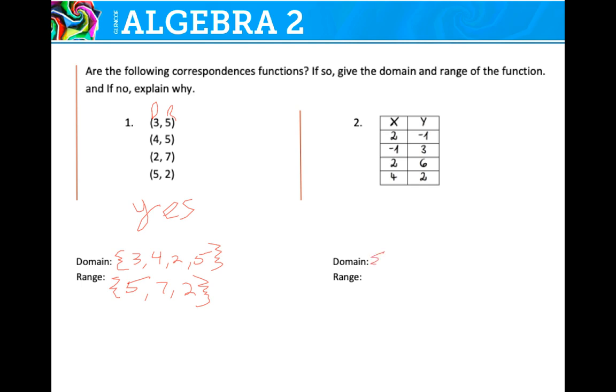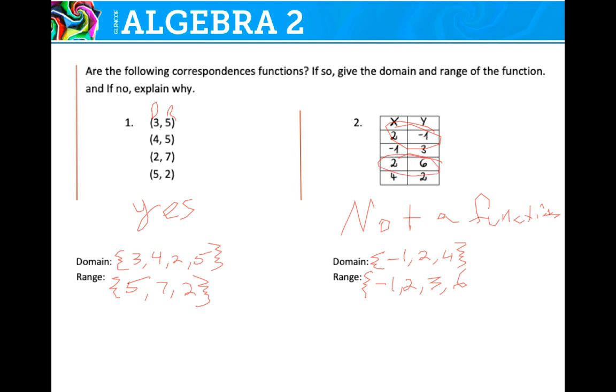Over here, domain, again, all relations have this. If I wanted to say I got a -1 and I got a 2 and I got a 2 and I got a 4, red flag. We've got a couple of 2's there, but first let's list the range: -1, 2, 3, 6. And the answer for is this a function? We're going to say not a function because 2 is paired with -1 and 2 is paired with 6.